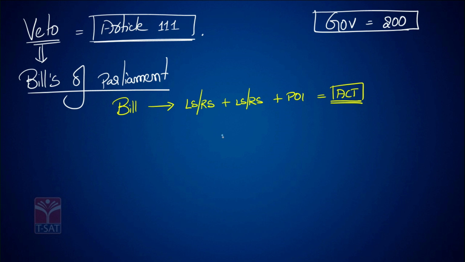It has to be passed in both the houses. If it is initiated in Lok Sabha, next it will go to Rajya Sabha. If it is initiated first in Rajya Sabha, next it will go to Lok Sabha. After this, it will come to the President of India, and if the President says okay, then it will become an Act. When the bill is with the President of India, the President has four alternatives with regards to the bill.